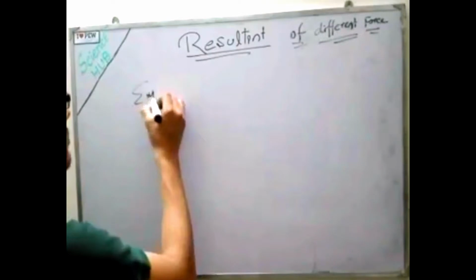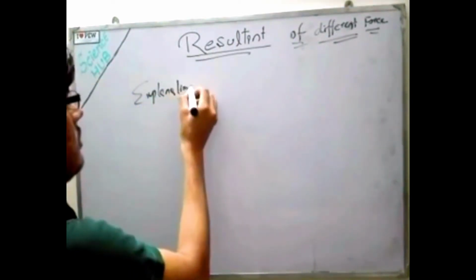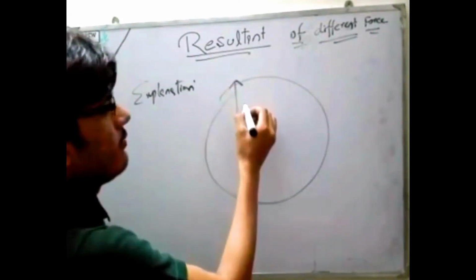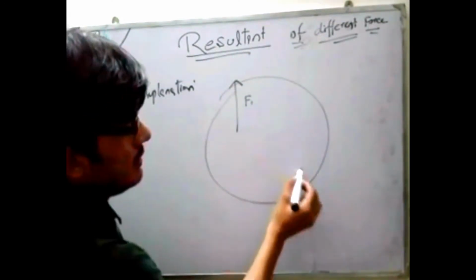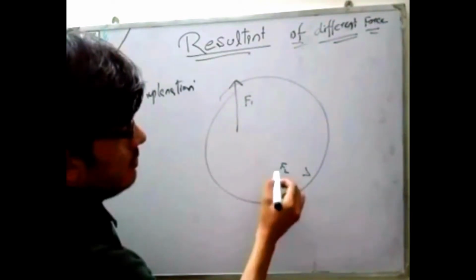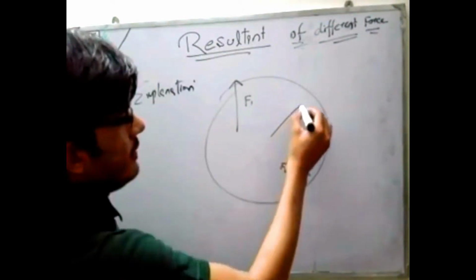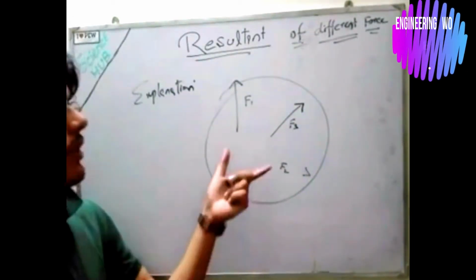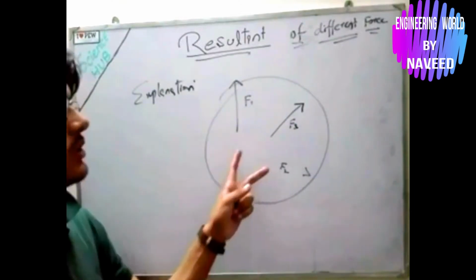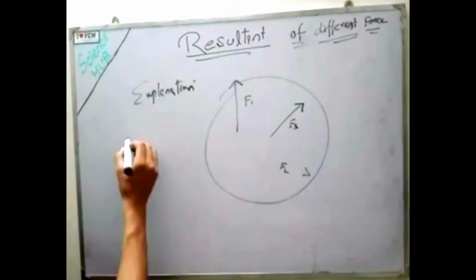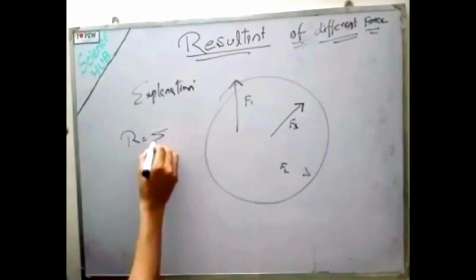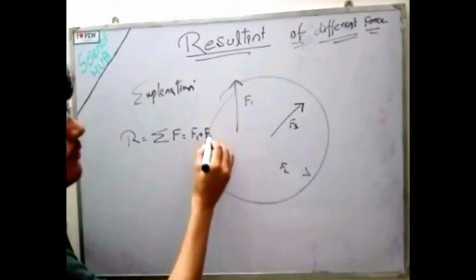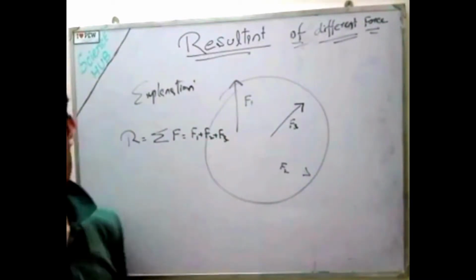So come to our explanation. Let's say we have three forces in the same plane. This is the plane, and this is the F1 force. This is the F2 force, and this is the F3 force. Now, in order to find the resultant of these forces, you just sum up all these forces. So the resultant will be equal to the sum of all the forces, and here it is equal to F1 plus F2 plus F3.